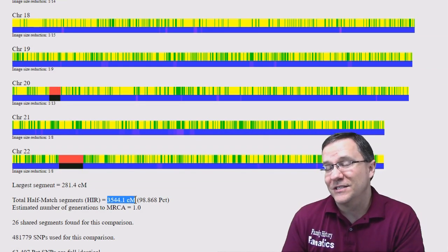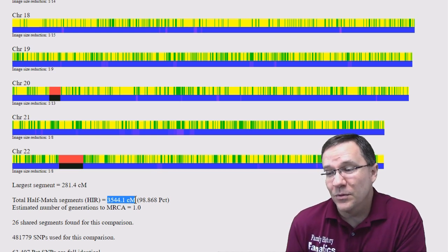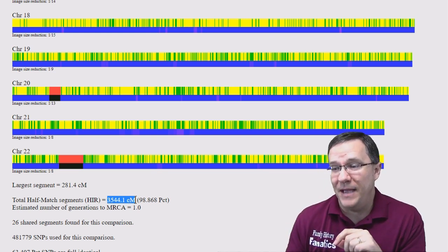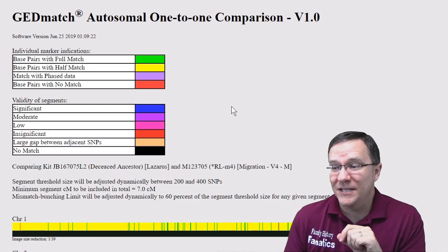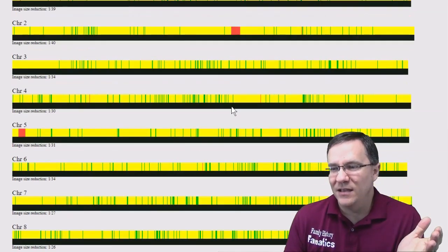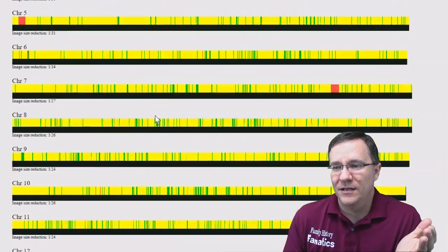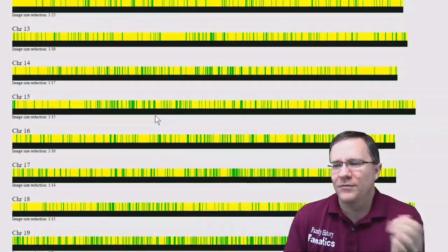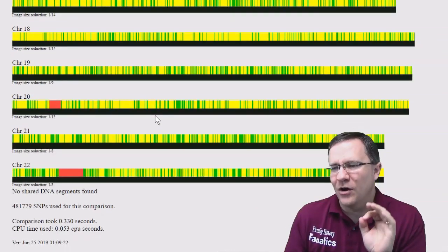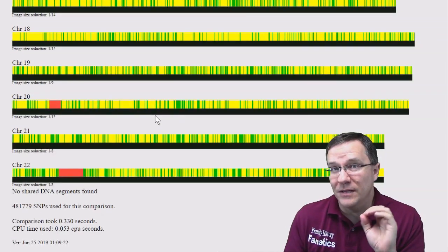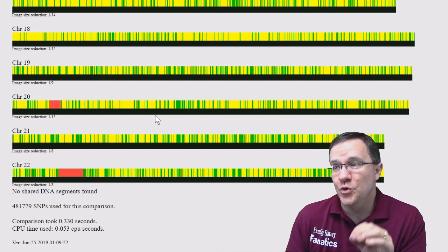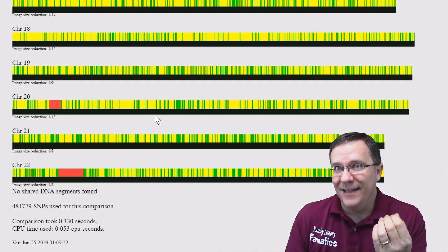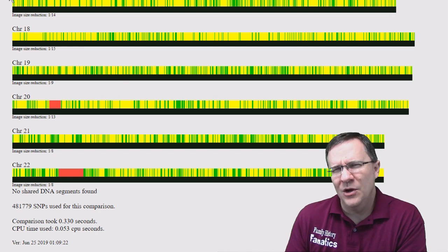In total, it looks like there's 3,544 centimorgans of half match. If we look at the fully matched, there's none. It's all black. There's no part of the chromosomes that is considered fully matched when comparing the Lazarus of my dad to my dad's actual DNA kit. Now, why is that?